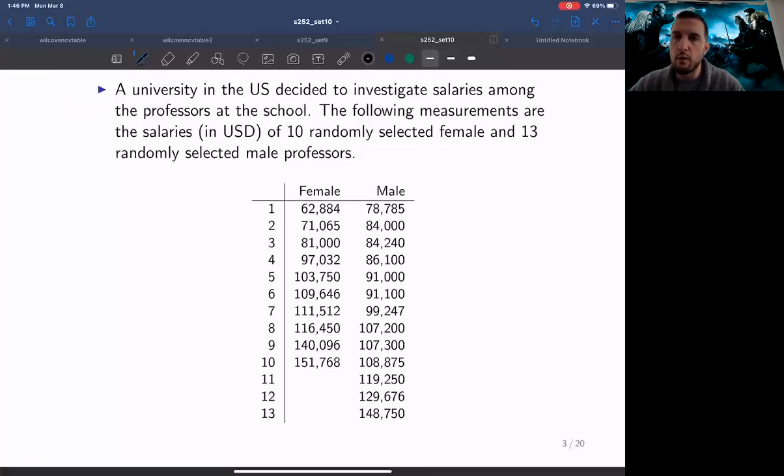Salary is a well-known example of right-skewed data. The majority of people work at lower salaries, and then there's a few people that work at much higher salaries. So that creates natural right skewness in the distributions. So you can assume that the distributions for the male and the female salaries are not going to be normal, and therefore an independent t-test, for example, would not be appropriate because that normality assumption will most likely not be intact.